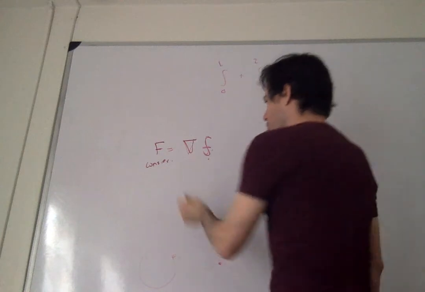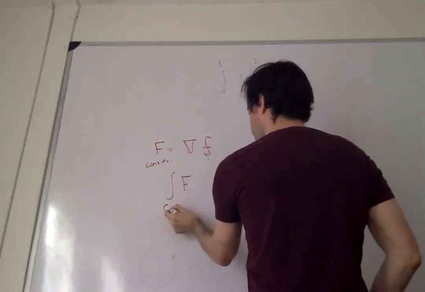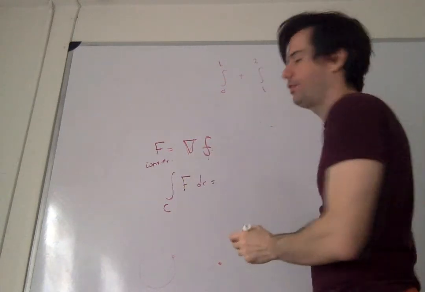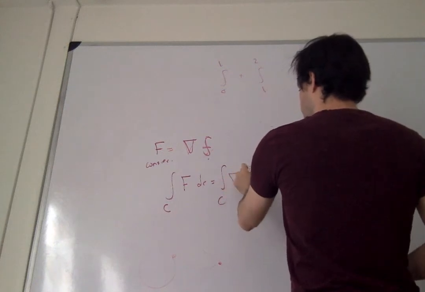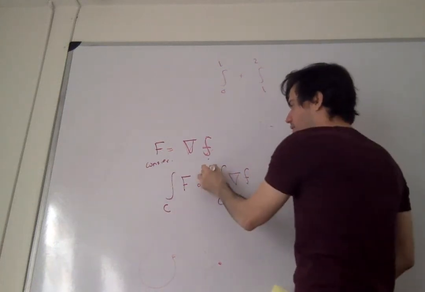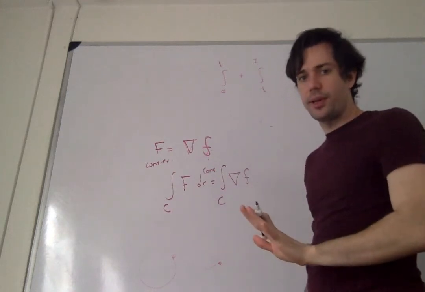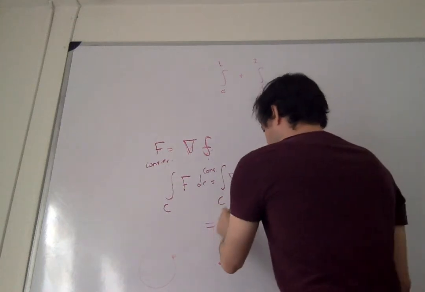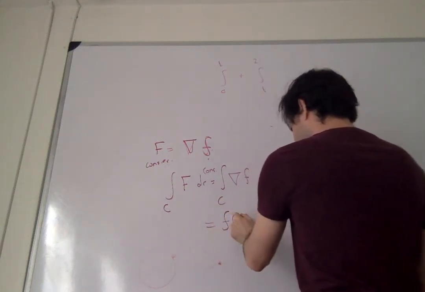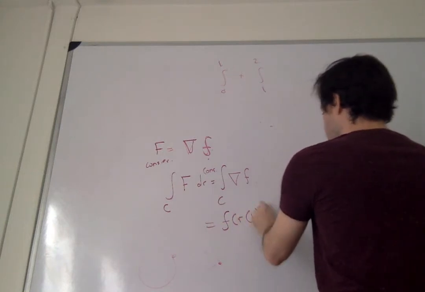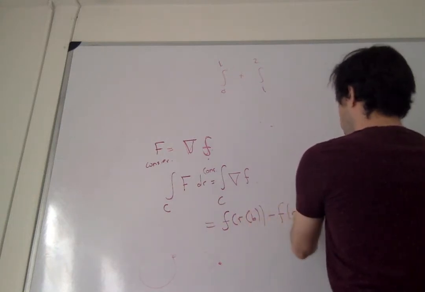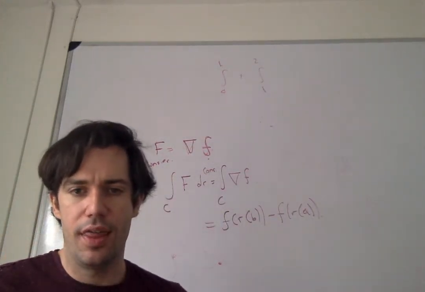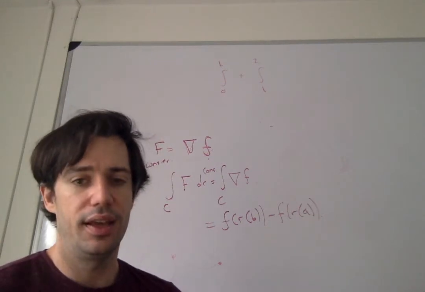Okay, so why is this true? Well, let's say that we have this integral of F over C dr. I'm just going to replace it with this gradient f. So I get this right here, right? This is just what it means to be conservative. Nothing special here, okay? Now, by the fundamental theorem of line integrals, I can split this up as f(r(b)) minus f(r(a)). So how does this show that a conservative vector field is path independent?